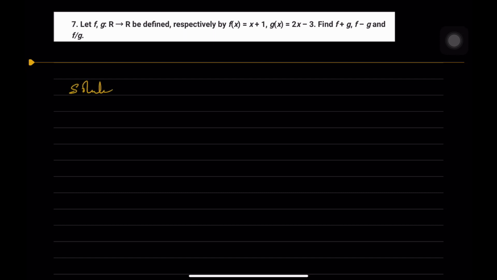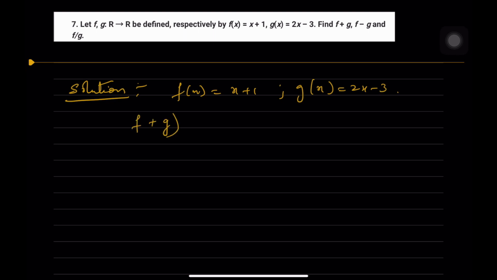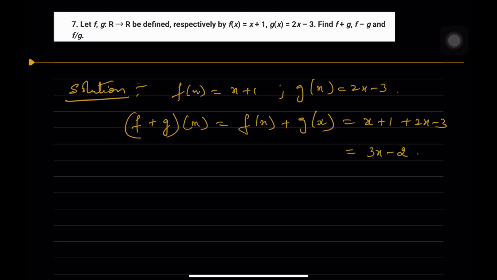So in the solution part we can see over here. What is the solution? It is defined first. What is f defined as? So f of x is equal to x plus 1 and g of x is equal to 2x minus 3. So now what is f plus g? F plus g of x is equal to f of x plus g of x, which is equal to x plus 1 plus 2x minus 3, which is equal to 3x minus 2.